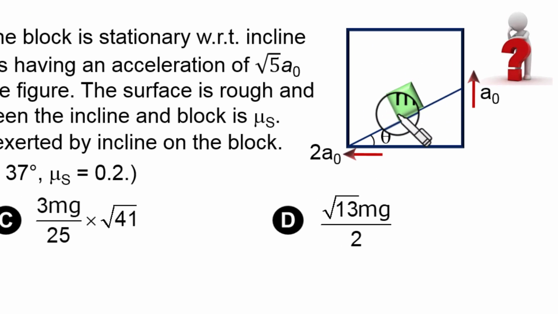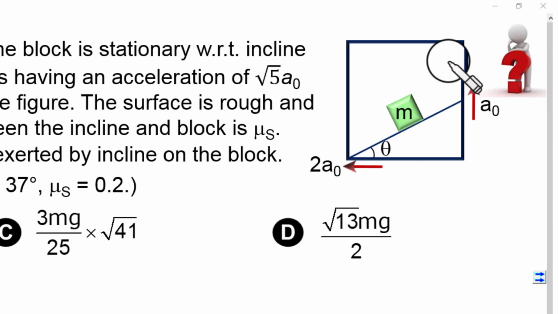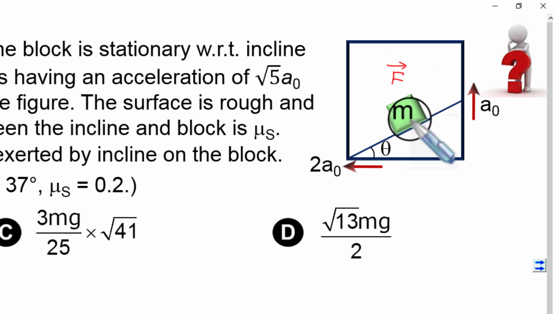You can observe this block is in contact with the inclined surface. That means the contact force between the block and inclined surface is the resultant of the normal reaction and friction force. So here we need to calculate the resultant of the normal reaction and friction force. Let us assume this contact force is F vector, because we don't know the magnitude as well as direction. The only other force acting on the block is the weight, mg, in the downward direction.